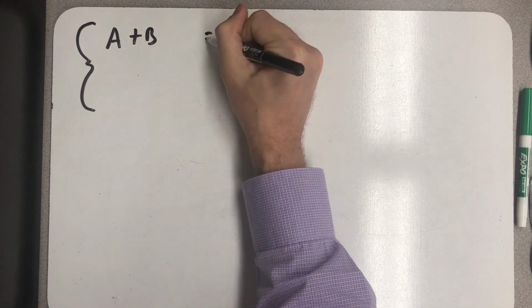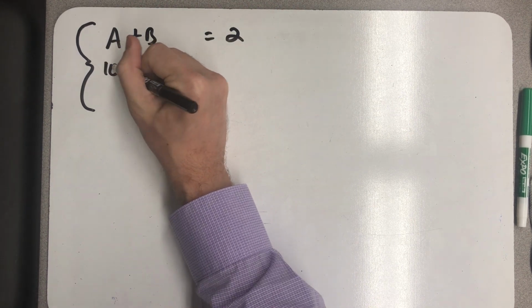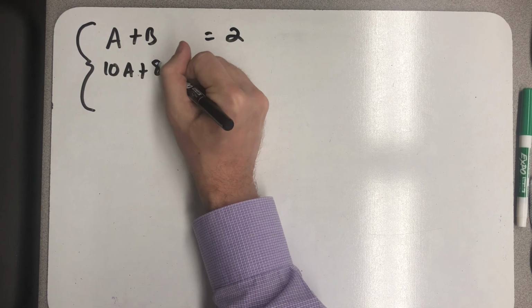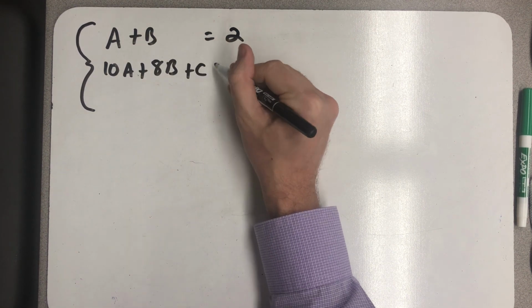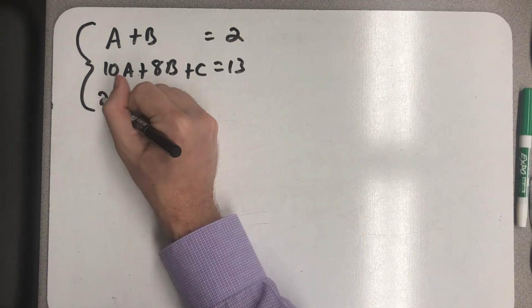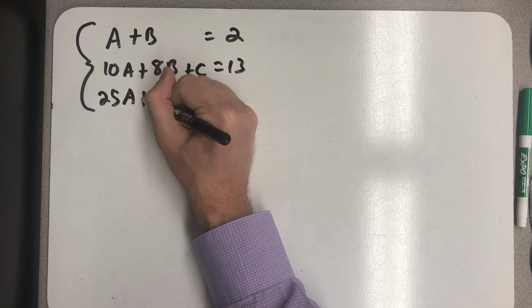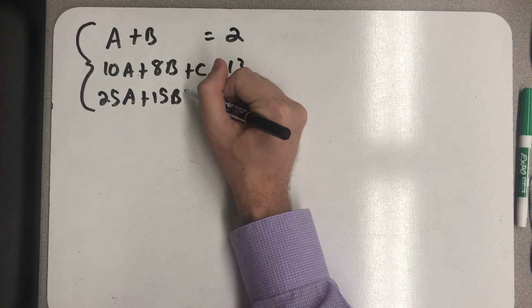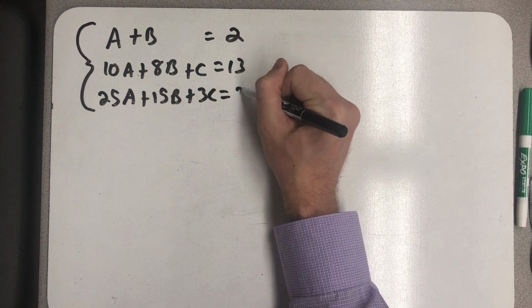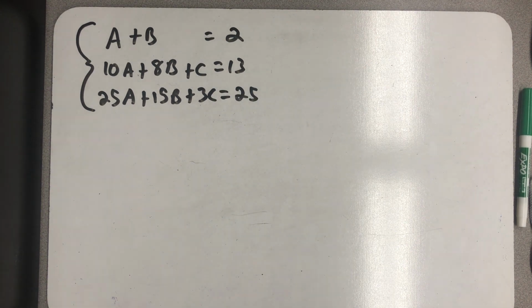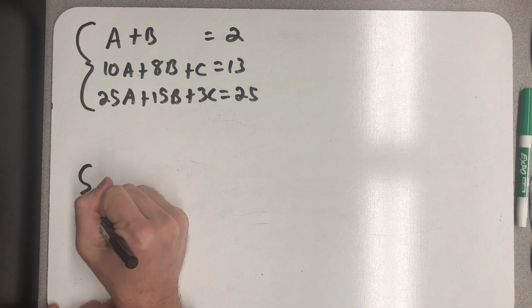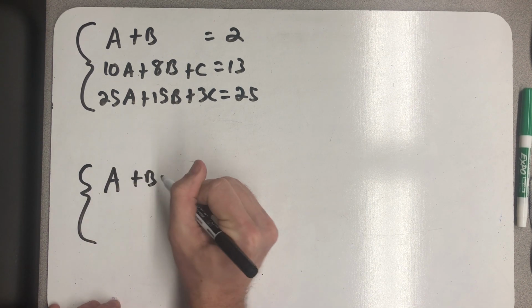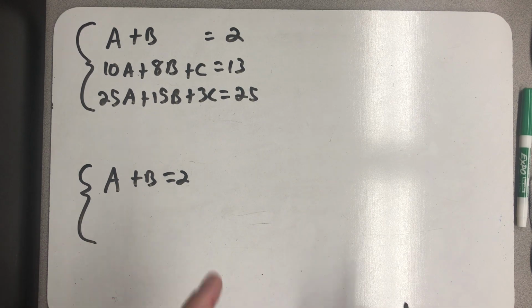A plus b equals 2. 10a plus 8b plus c equals 13. And 25a plus 15b plus 3c equals 25. Now we need to solve that system of linear equations. Since I already have an equation that just has a's and b's in it, I'm going to write that one down, and I'm going to use the second 2 equations to get rid of the variable c. I want to eliminate the c.